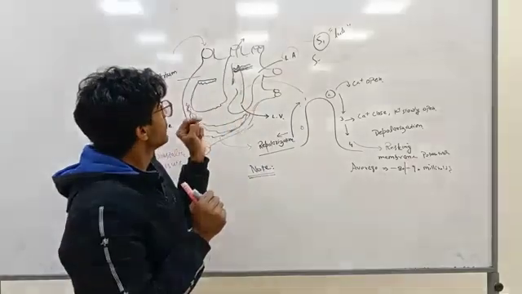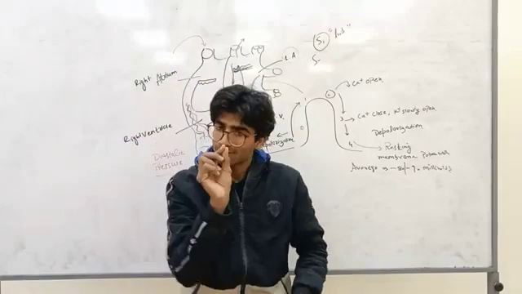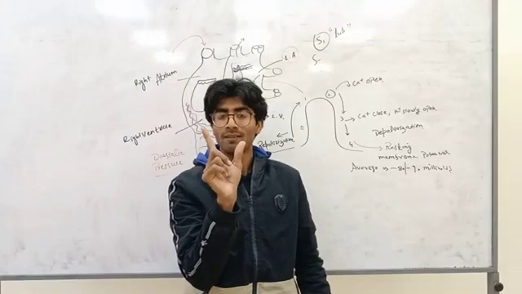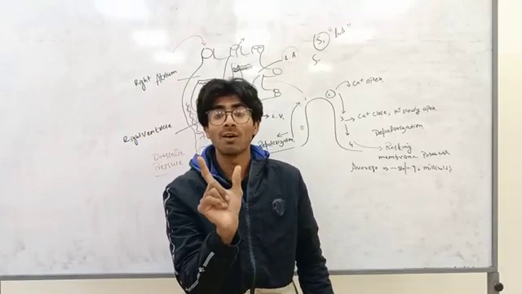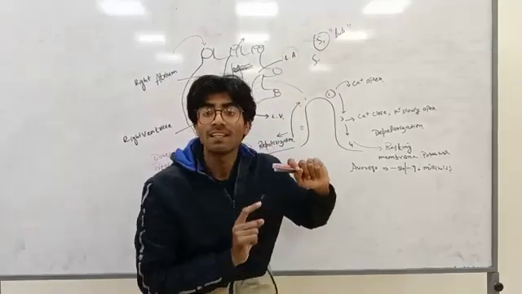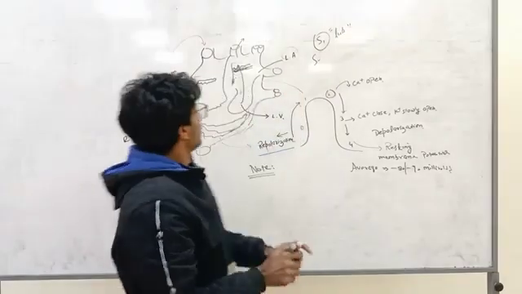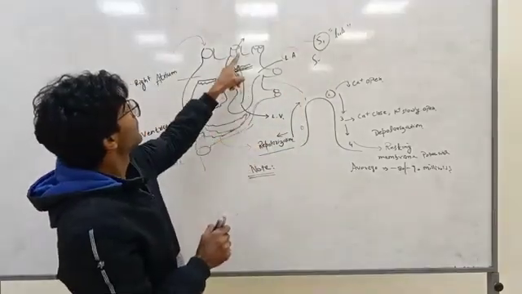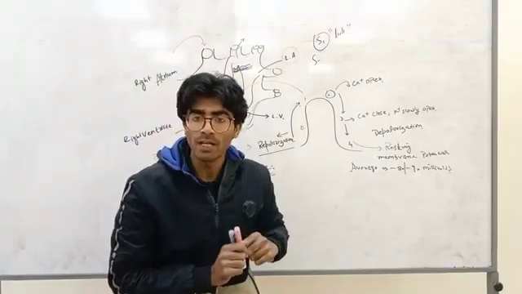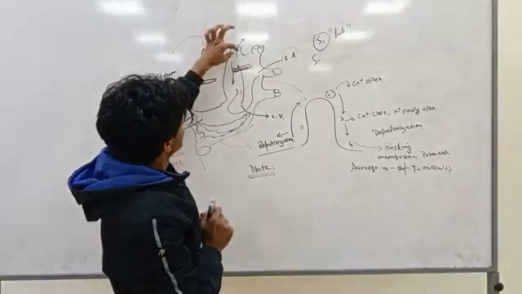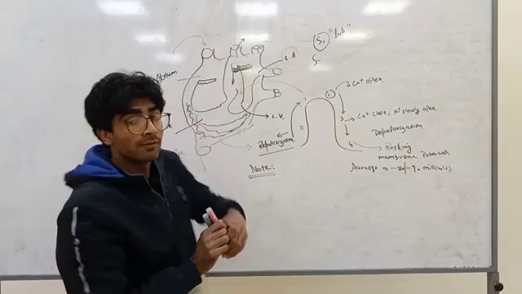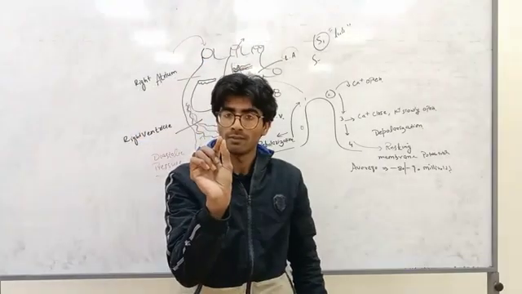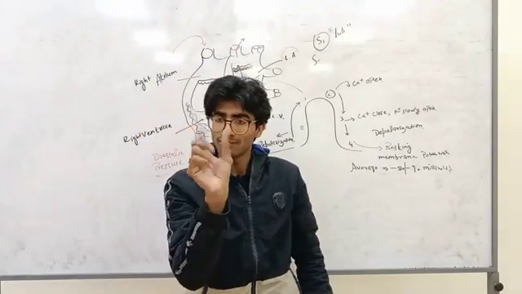From the semilunar valve, when it opens, like this, open. When it opens, you will hear a sound known as lub, S1. After that, blood enters into the aorta. After that, the semilunar valve now closes, the shape like this.